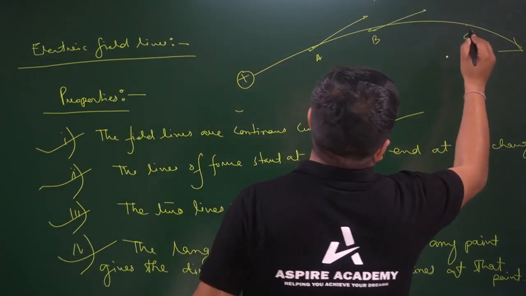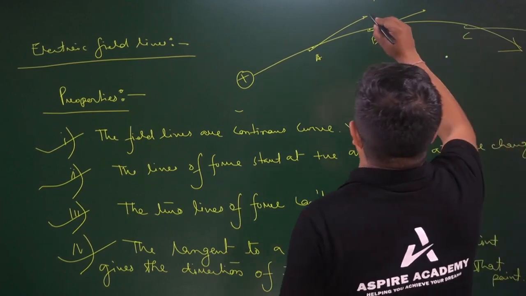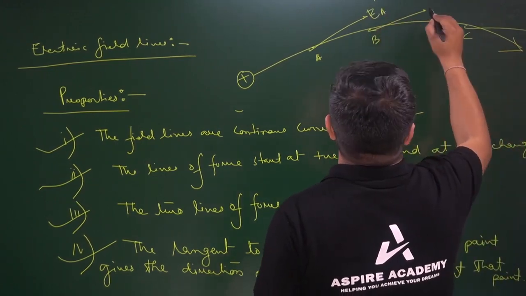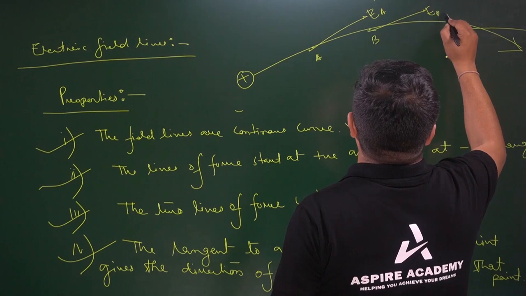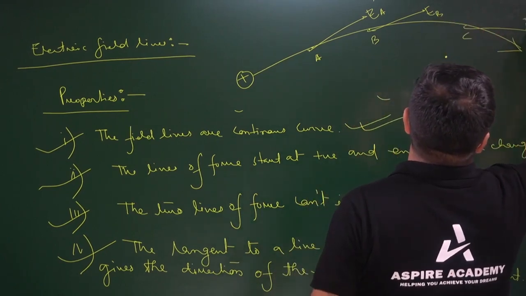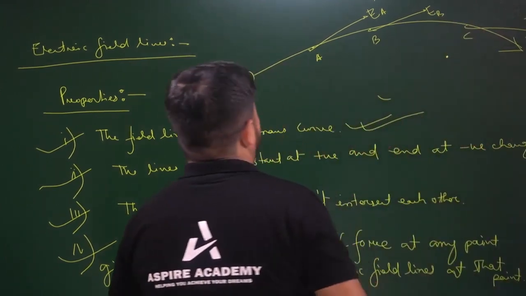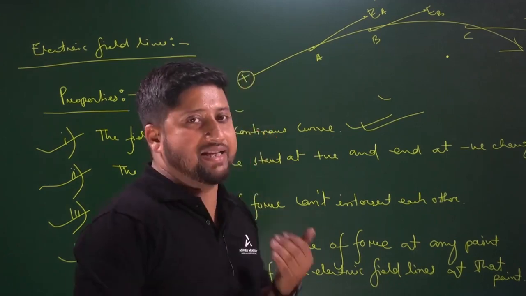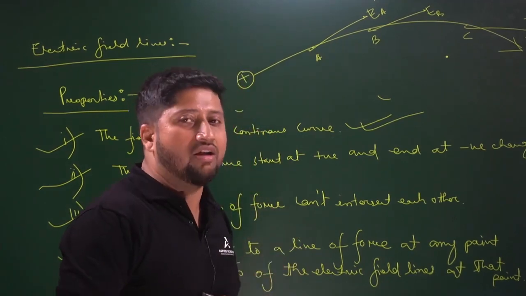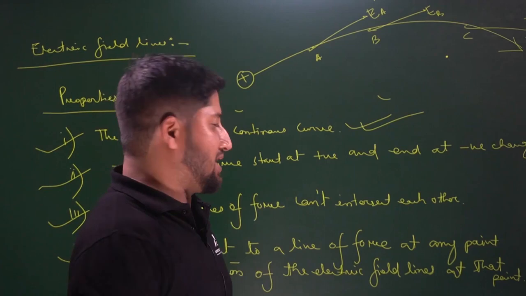This is one tangent. This is the direction of the electric field EA at A, this is the electric field EB at point B, and this is EC. So electric lines of force have direction. How? The tangent to the line at that point gives the direction of the electric field line.